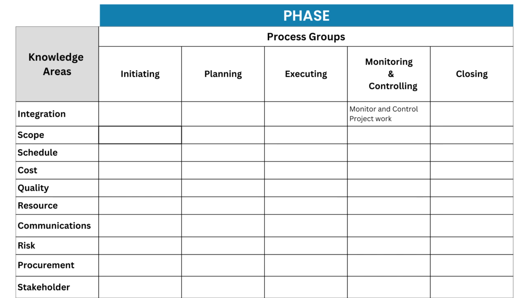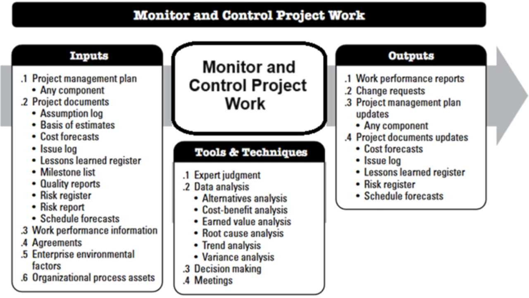The primary outputs of monitoring and controlling include work performance reports, such as status updates, which provide stakeholders with a clear understanding of the project's status. These reports also highlight whether any corrective or preventive actions are needed to maintain progress. Let's see what inputs are required in this particular process.